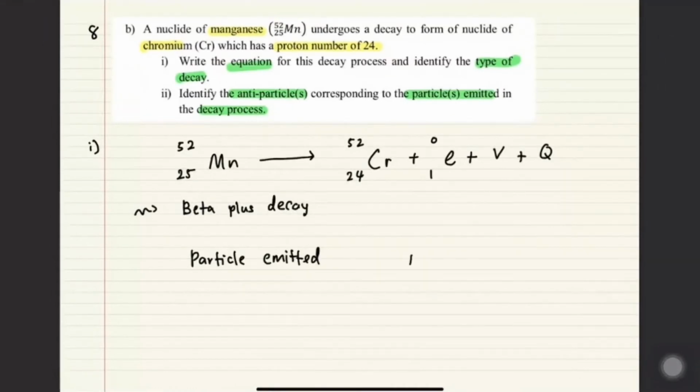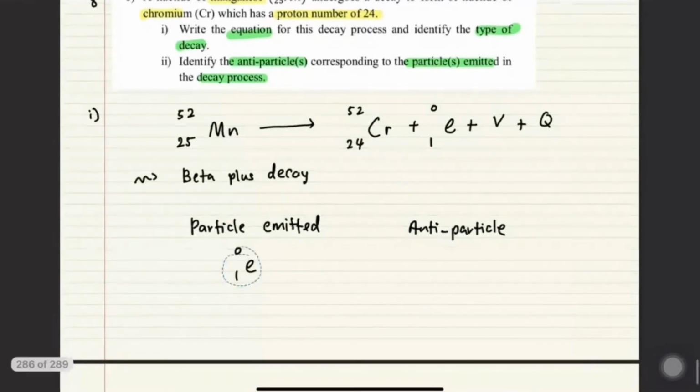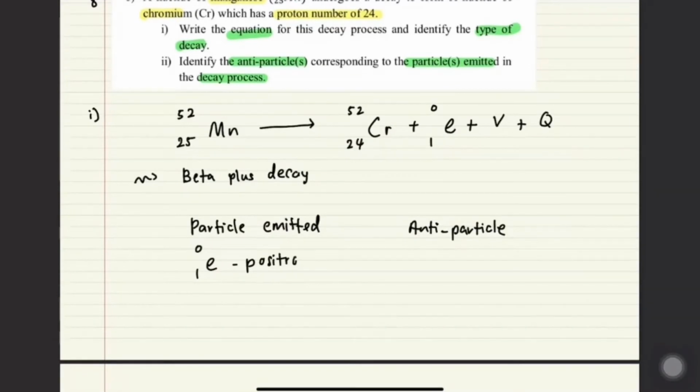Dengan antiparticle. The particle emitted in this case dari 2. Yang pertama tu adalah positron. Ini adalah positron. Yang kedua adalah V, which is neutrino. Okay. Antiparticle to these two are positron. Anti dia apa? Kamu rasa? Positron anti dia apa? Electron. Okay.